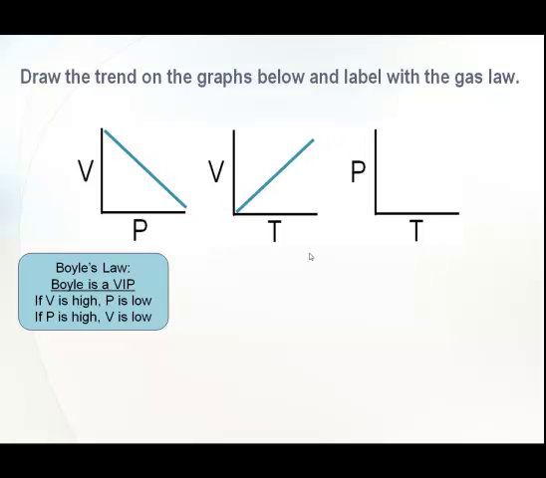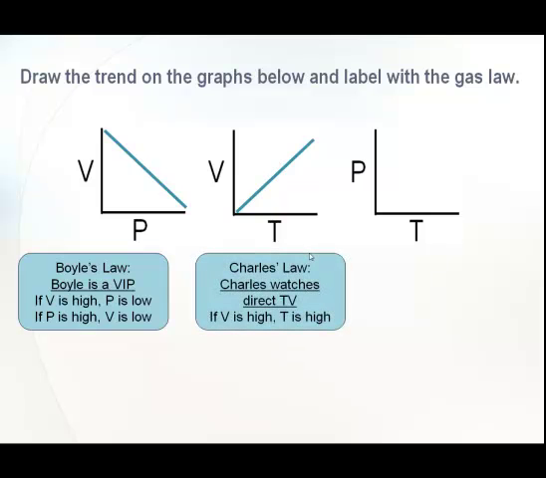Next, we have the relationship between volume and temperature. There's no pressure on this graph, so pressure is what's constant. The relationship between temperature and volume is direct. So for Charles's law, we say that Charles watches direct TV. This is because the relationship between temperature and volume is direct. So if volume is high, here we are at high volume, the temperature will also be high.